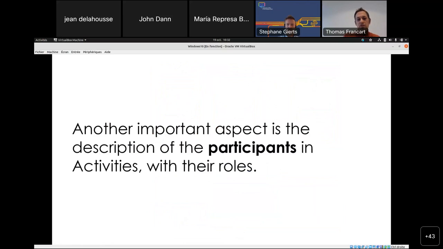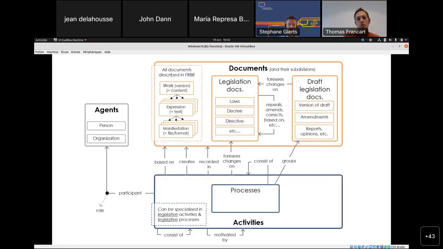Another important aspect of the activities is the description of the participants in the activities. Who did what, when, basically, who did what when, and with which role. So we have a notion of participants in activities. Who is the rapporteur of a dossier parlementaire? Who is the committee in which the activity took place, or in which institution this activity took place? So we can describe the participant within an activity with their role. Participants can be a person or an organization.